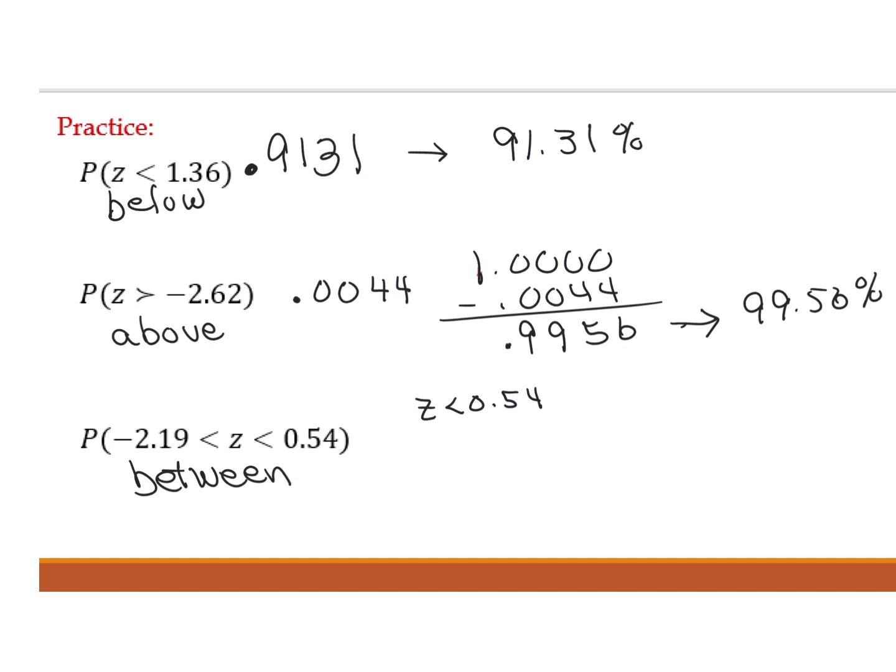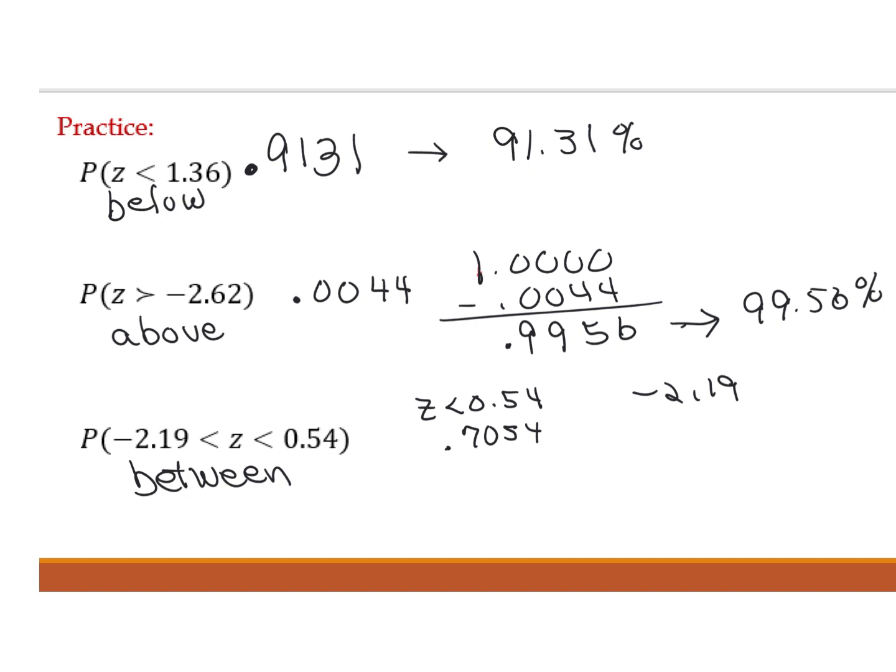Okay, because that is less than, I'm going to go to my table, and I have 0.54, and I read the decimal 0.7054. And let me double check and make sure that that was the correct decimal. Yes, 0.7054.